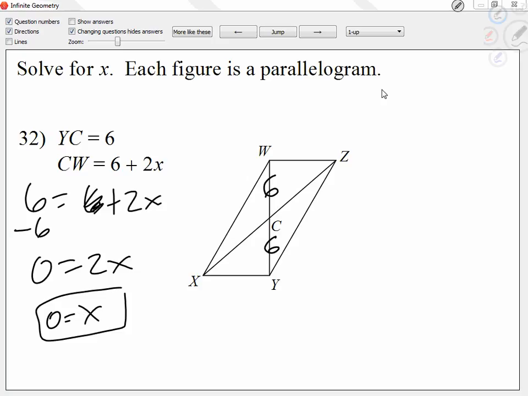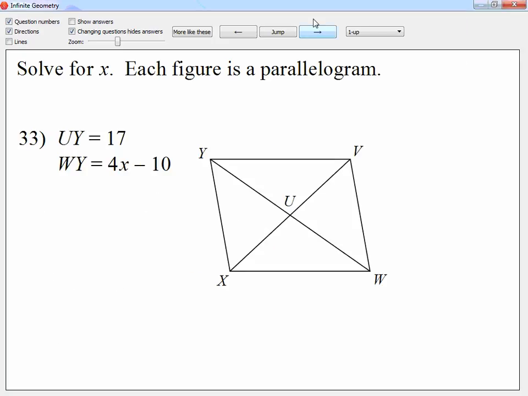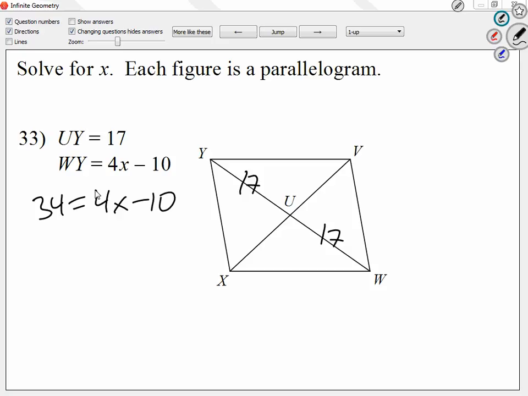Let me take a look at 33. From U to Y, it's 17. So I know from U to W, that's also 17. So now the second statement says WY. How much is it from W to Y? 34, yes. So we have 34 is equal to 4x minus 10. I think the rest you guys can finish it. The hard part was WY.